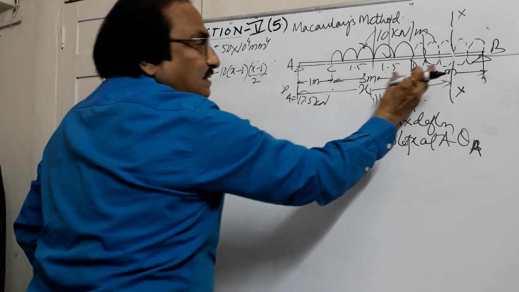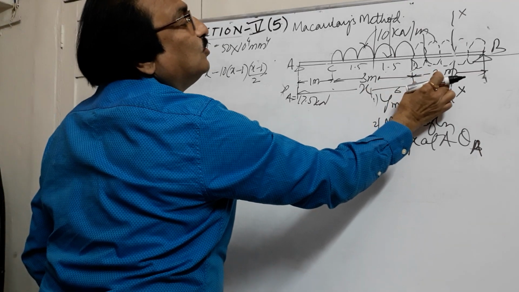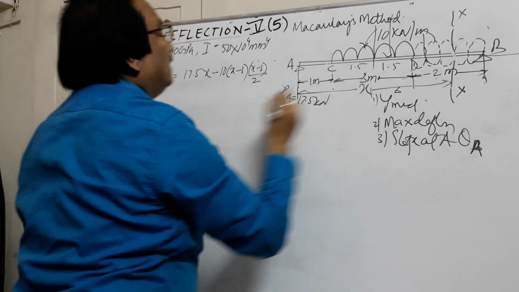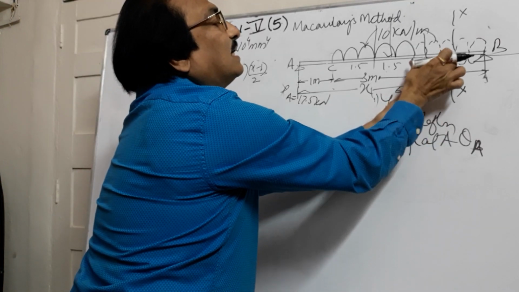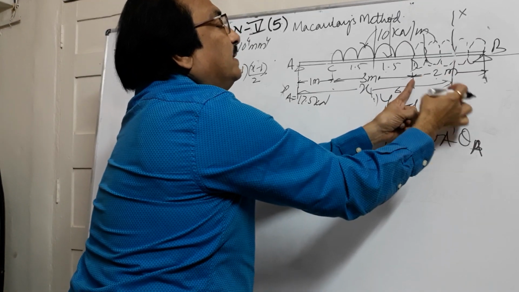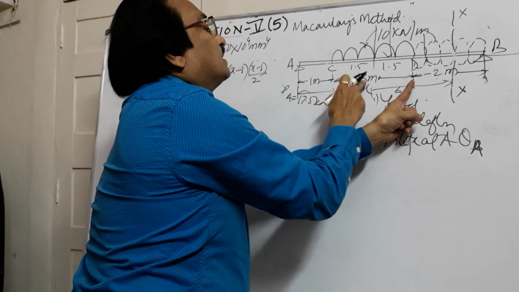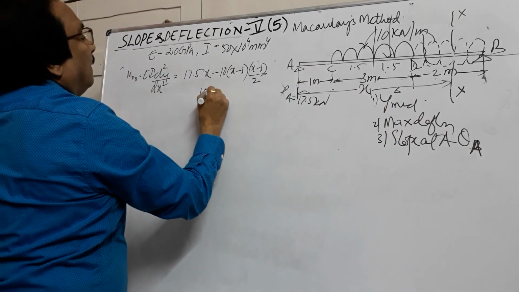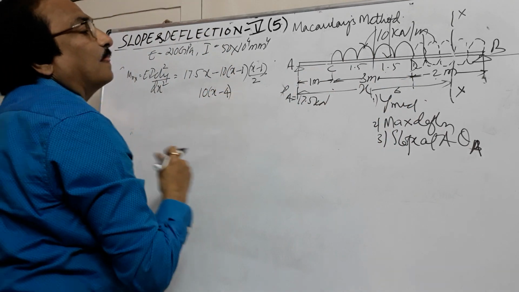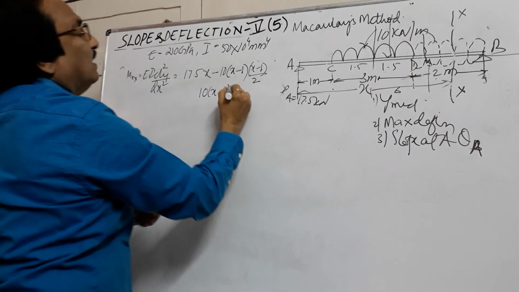Now there is this UDL also acting in the upward direction. We will take this UDL into account. The UDL magnitude is 10. This is the distance over which it is acting upward, so this distance will be x minus, from here to here, 1 plus 3, 4. So it will be x minus 4. Where will it act? It will act at its center, which means (x minus 4) divided by 2.